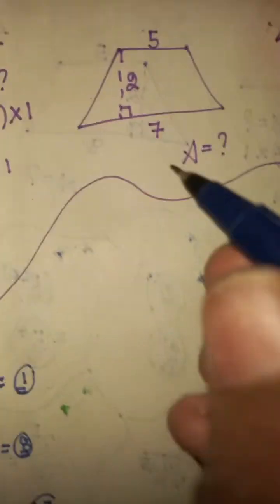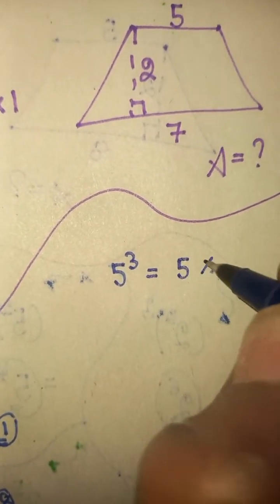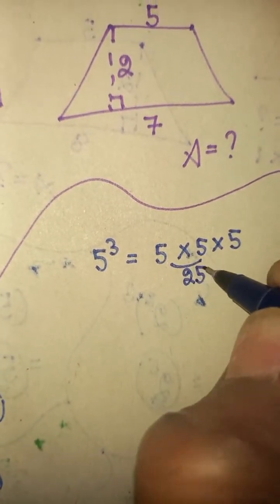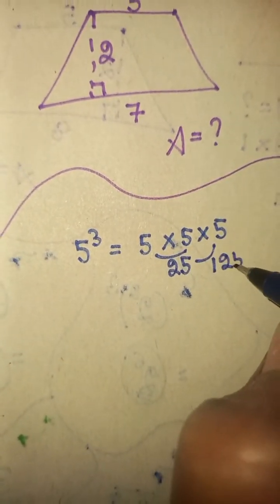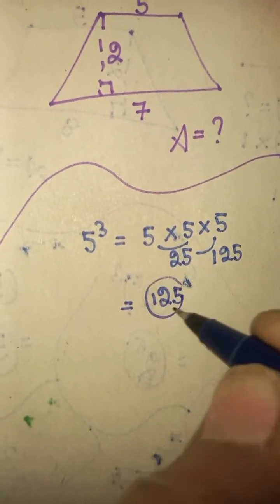Let's take the next number, that is 5 cube. 5 cube means 5 times 5 times 5. 5 times 5 is 25. 25 times 5 is 125. So it is completely equal to 125.